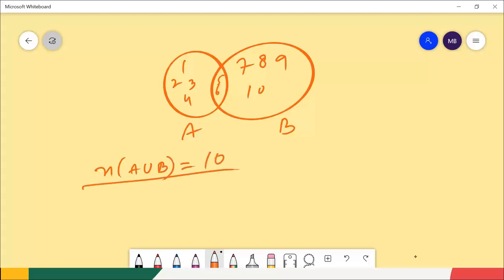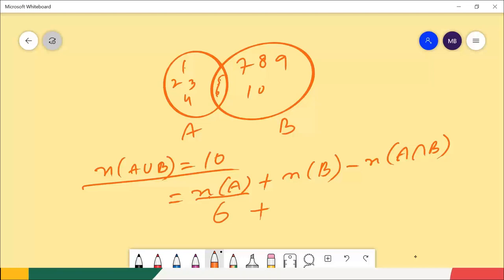Now let us see the formula. The formula says that the number of elements in A plus the number of elements in B minus the number of elements in A intersection B. So let us take the number of elements in A. In A, there are 1, 2, 3, 4, 5, and 6, 6 elements. Plus in B, there are 1, 2, 3, 4, 5, and 6, 6 elements. So 6 plus 6 is equal to 12. If we don't exclude this area, then there are 12 elements. But actually we are having only 10 elements.